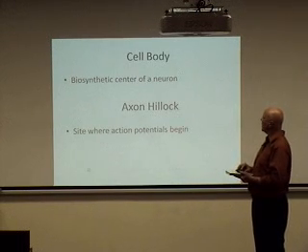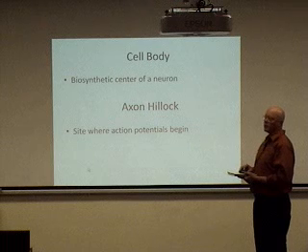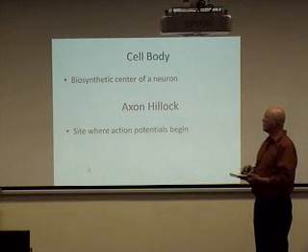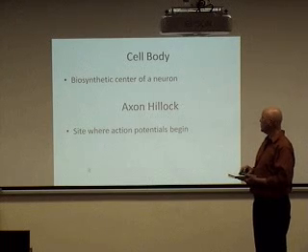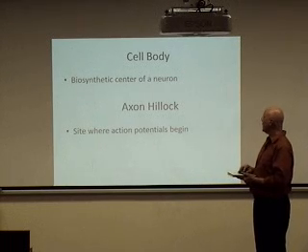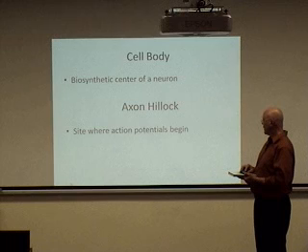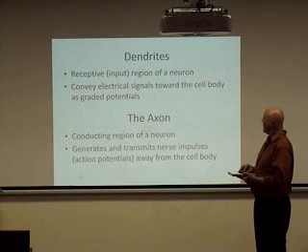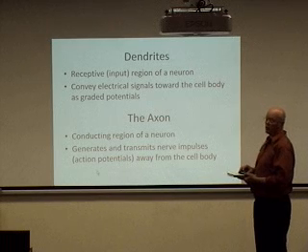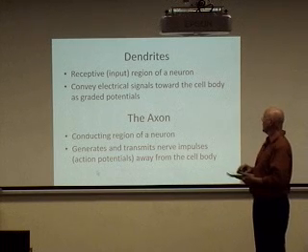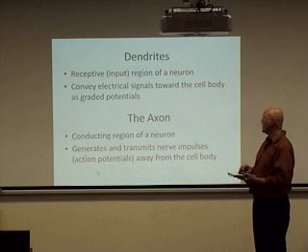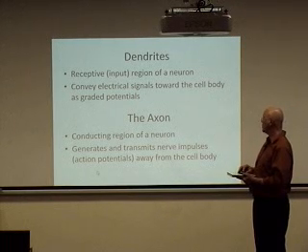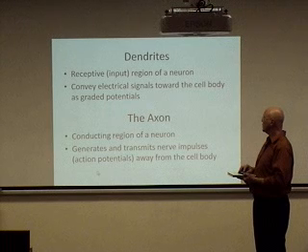So again, the cell body, this is where the biosynthesis of the cells is occurring. This is where various proteins are being made and where the energy is being produced that keeps the cell alive. The axon hillock is where the action potentials will begin. The dendrites, they're the receptive region of the neuron, and they'll have the neurotransmitter receptors, and they will be creating something called graded potentials, small electrical changes that will eventually lead to an actual electrical impulse, an action potential.